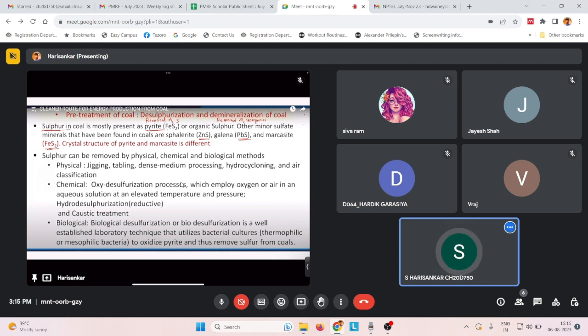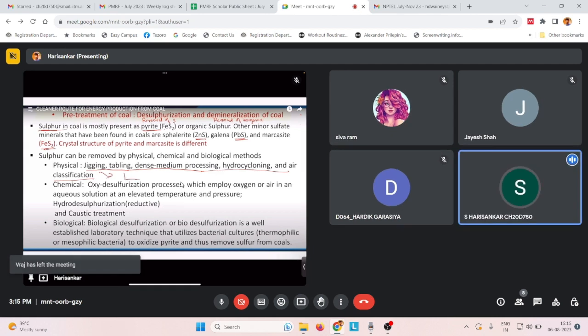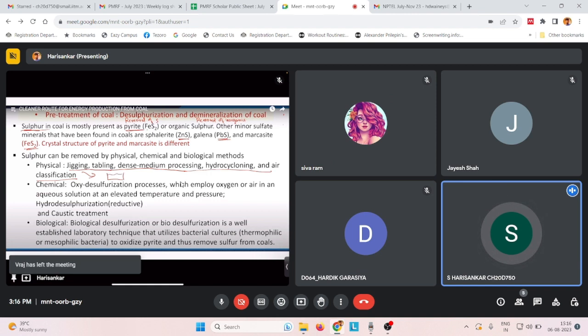In the physical methods there will be no involvement of chemical reactions. It will usually be something using a unit operation kind of thing. For example, jigging, tabling, dense medium processing, hydrocloning, air classification. These are just physical processes. For example, in jigging you will have a tank with water, and inside this you will have the coal powder, and then you will send in a pulse force which will separate these inorganics from the coal. As I said, no chemical reactions will be involved. It will usually be physical in nature.